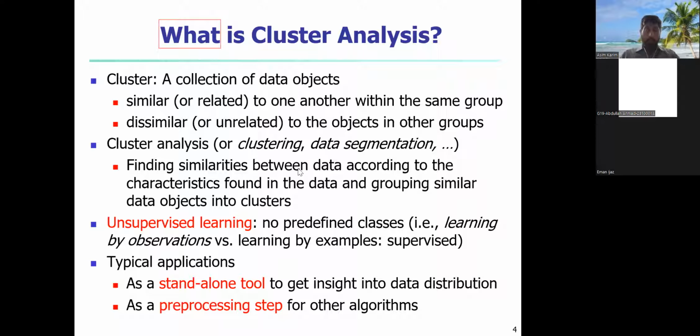So what is cluster analysis? Essentially a cluster is a group of objects, or a collection of data objects, and a clustering is a number of groups that you have discovered from the data with the property that within a group objects are similar and between groups objects are dissimilar. So objects are similar or related to one another within the same cluster and dissimilar or unrelated to objects in other groups.